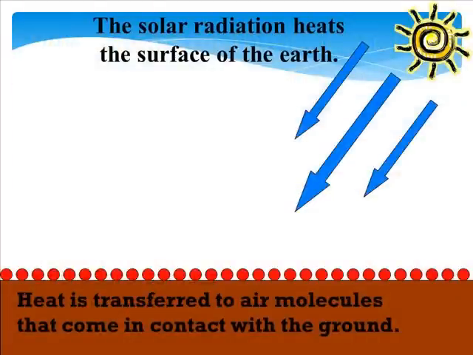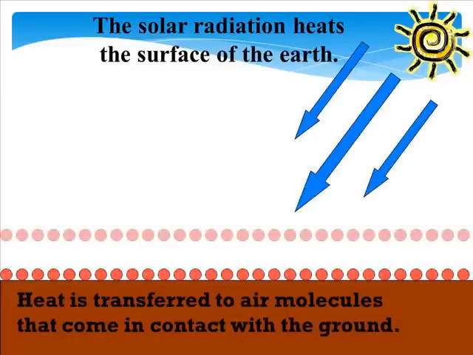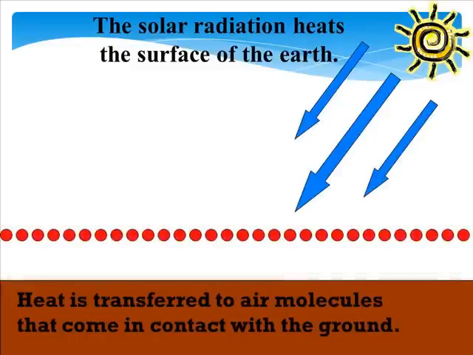When the sun's light hits the earth, the solar radiation from the sun is transformed or changed into heat. This heat is then transferred to the air molecules that come in contact with the ground. This causes the air molecules to rise.